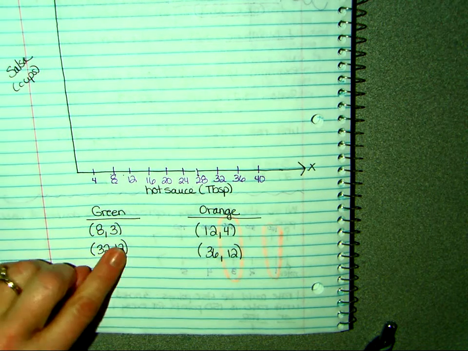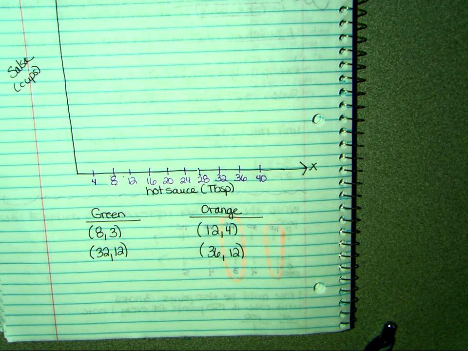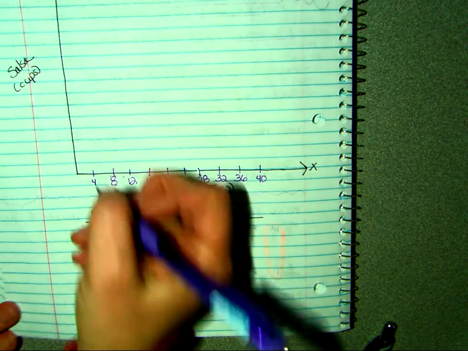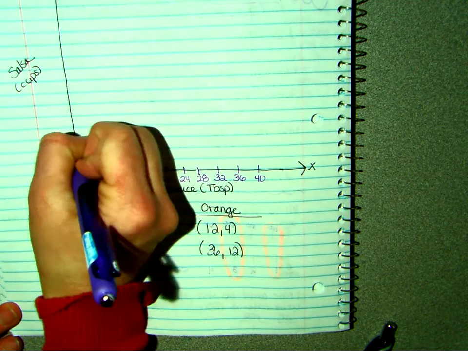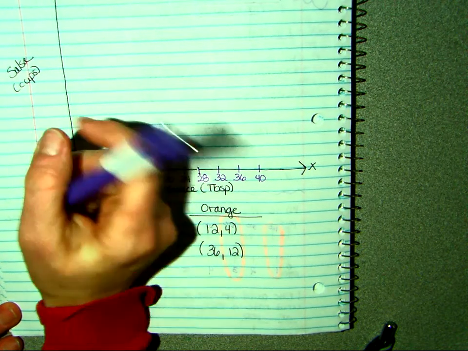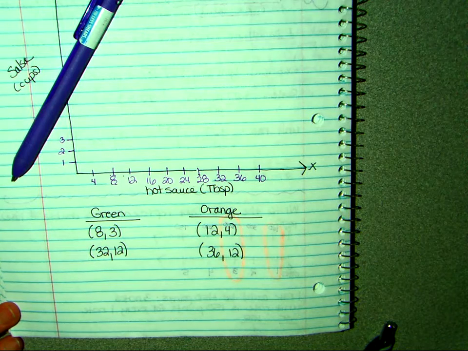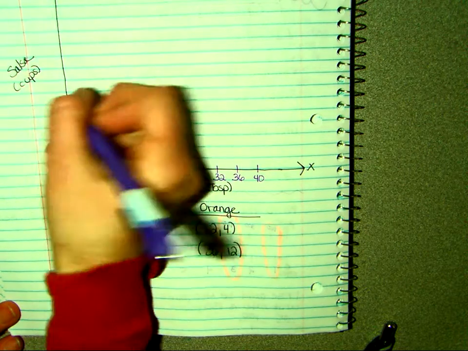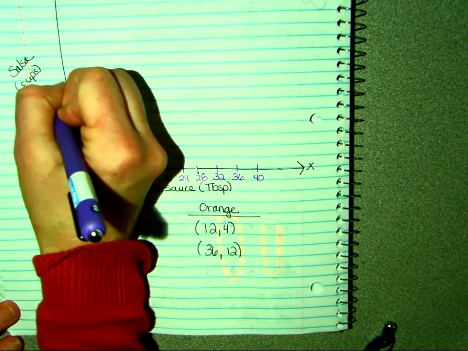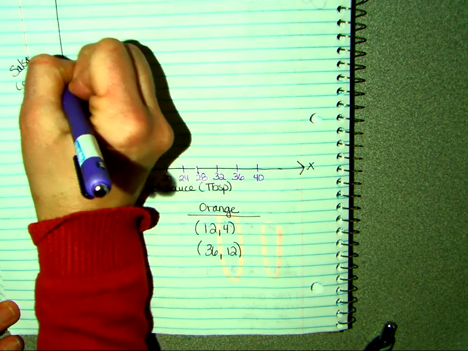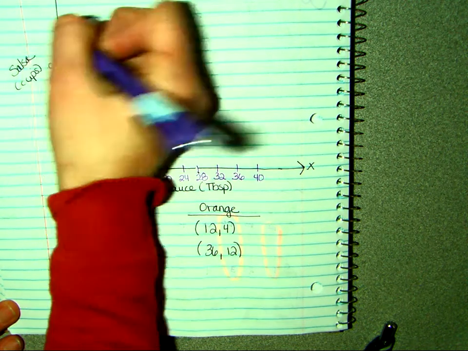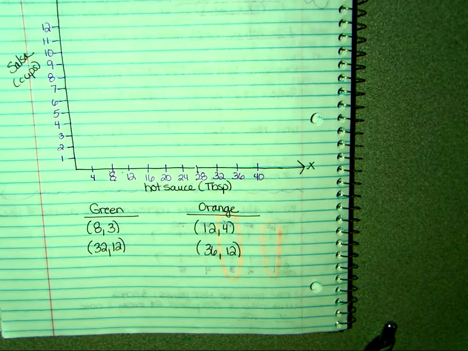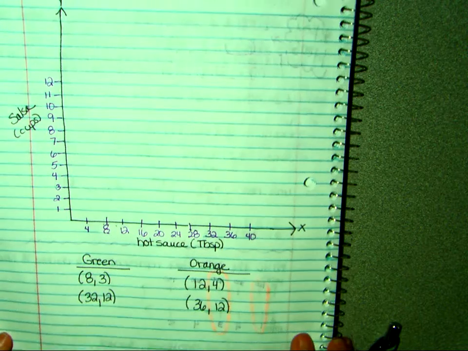We have a 3, a 12, a 4, and a 12. Going up to 12 is more reasonable. I'm just going to count those by ones. Okay, so going this way, we're going to go 1, 2, 3, 4, 5, 6, 7, 8, 9, 10, 11, 12. Well, look at that pretty little graph.